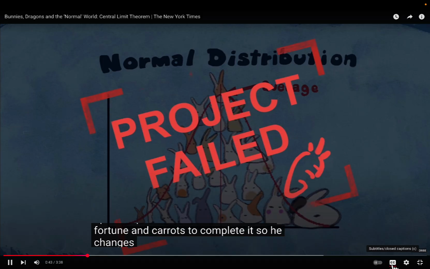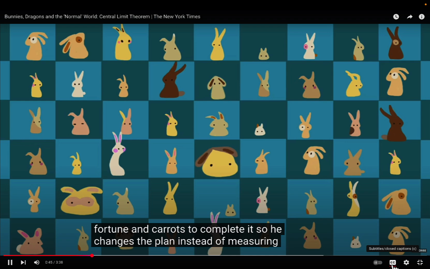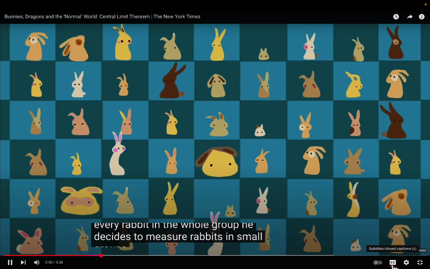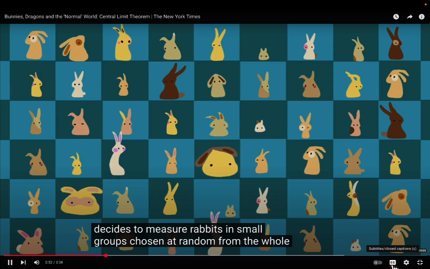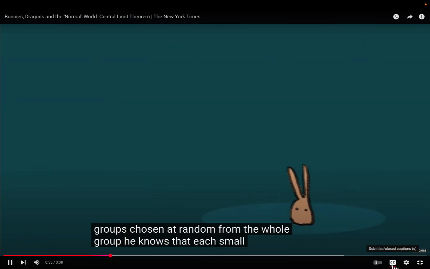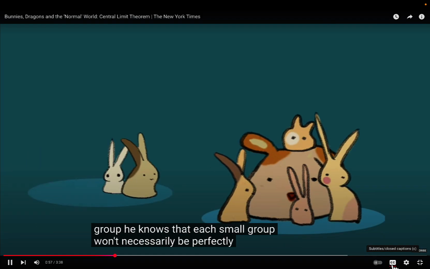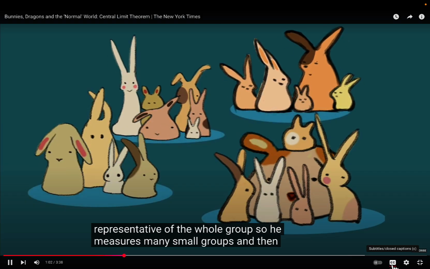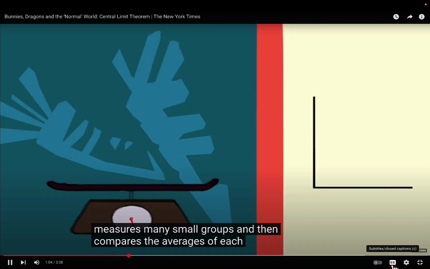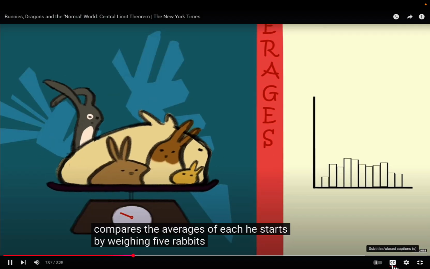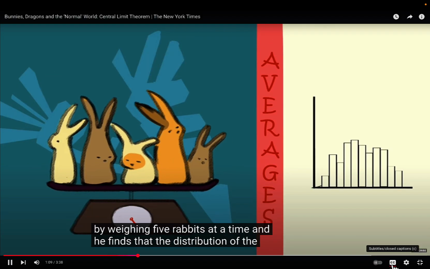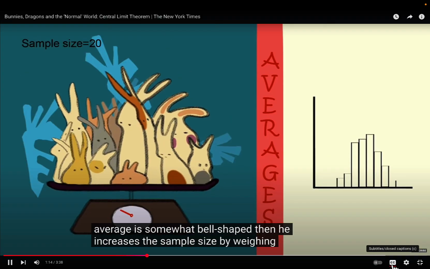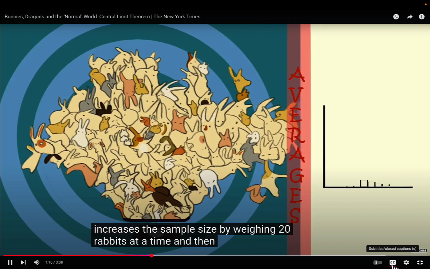So, he changes the plan. Instead of measuring every rabbit in the whole group, he decides to measure rabbits in small groups, chosen at random from the whole group. He knows that each small group won't necessarily be perfectly representative of the whole group, so he measures many small groups and then compares the averages of each. He starts by weighing 5 rabbits at a time, and he finds that the distribution of the average is somewhat bell-shaped.